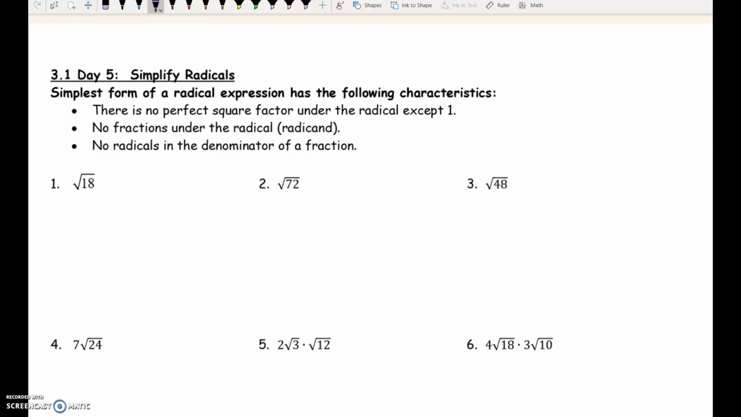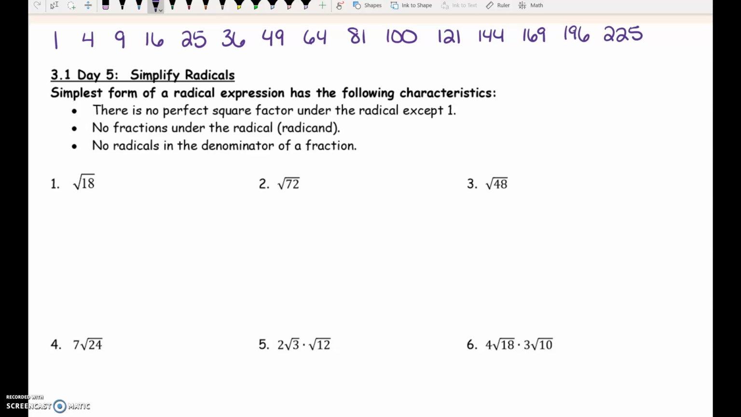So if you're in this classroom, the list of perfect squares is right there on the front board. If you are not in this classroom, here's the list of perfect squares. 1 squared is 1, 2 squared is 4, 3 squared is 9, 4 squared, 5 squared, 6, 7, 8, 9, 10, 11, 12, 13, 14, 15.